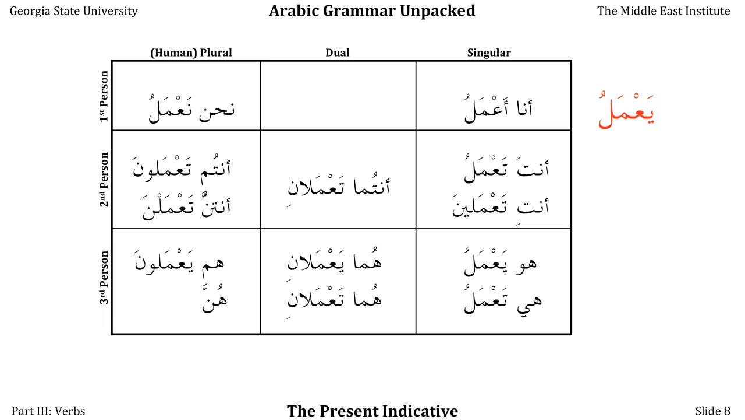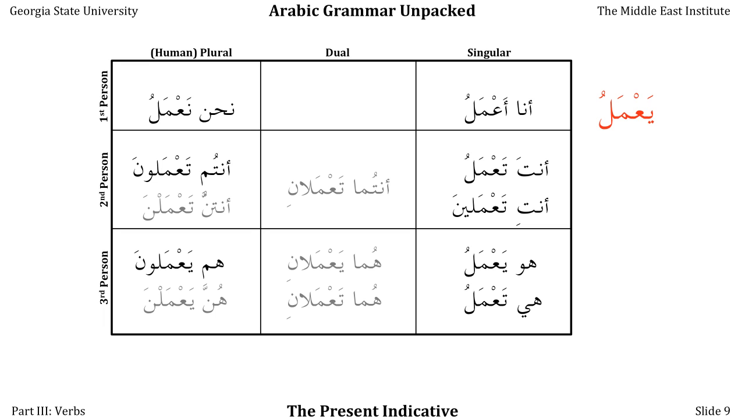Hum, human plural they, is ya'maluna, so we take the huwa form and add the una. And human plural female they, hunna, gets ya'melna. So here's the complete conjugation in the present indicative. So now might be a good time to take a screenshot so you can file this away in your files or print it out and put it in your notebook.